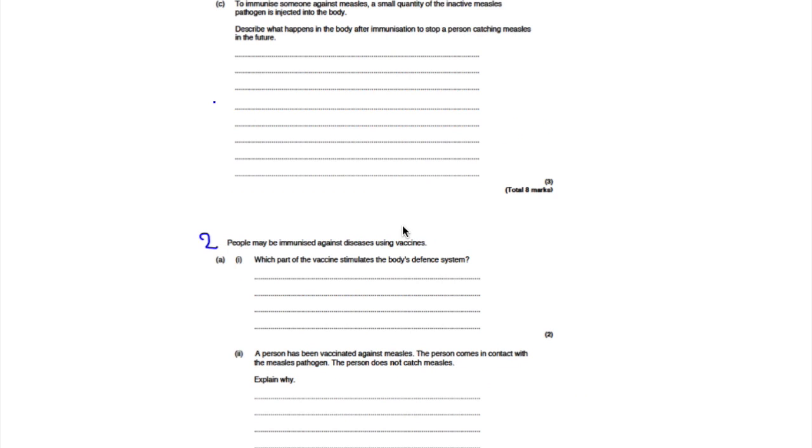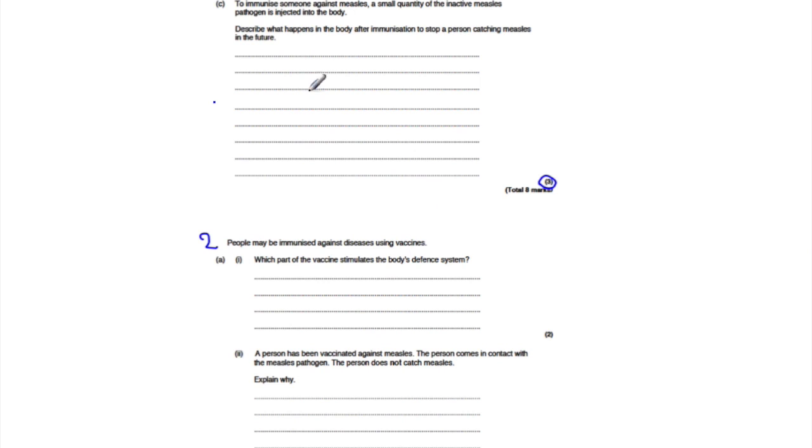Okay, part C is asking to immunize someone against measles, a small quantity of the inactive measles pathogen is injected into the body. Describe what happens in the body after immunization to stop a person catching measles in the future. Okay, so this is a 3 mark question, so they're looking for 3 points to get those full 3 marks.